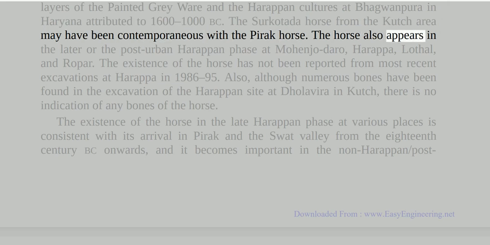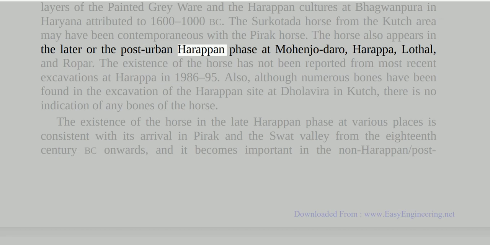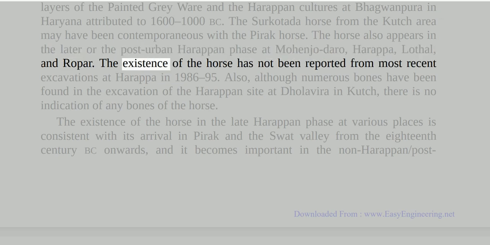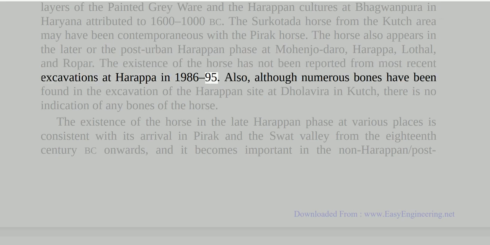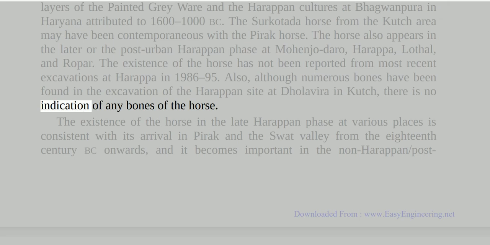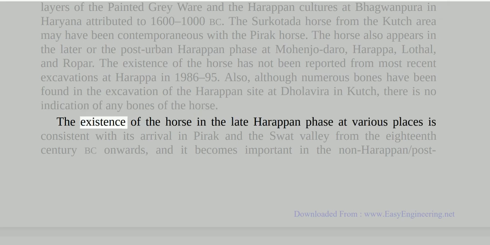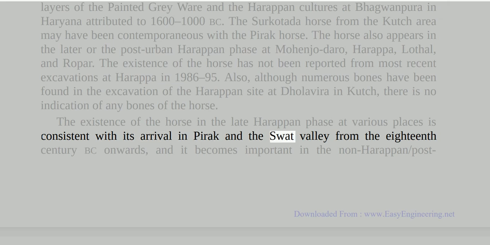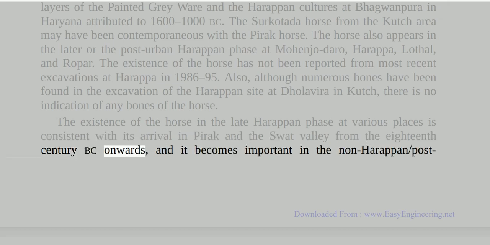The horse also appears in the later or the post-urban Harappan phase at Mohenjo-daro, Harappa, Lothal, and Ropar. The existence of the horse has not been reported from the most recent excavations at Harappa in 1986-95. Also, although numerous bones have been found in the excavation of the Harappan site at Dholavira in Kutch, there is no indication of any bones of the horse. The existence of the horse in the late Harappan phase at various places is consistent with its arrival in Pirak and the Swat Valley from the 18th century BC onwards, and it becomes important in the non-Harappan phase.